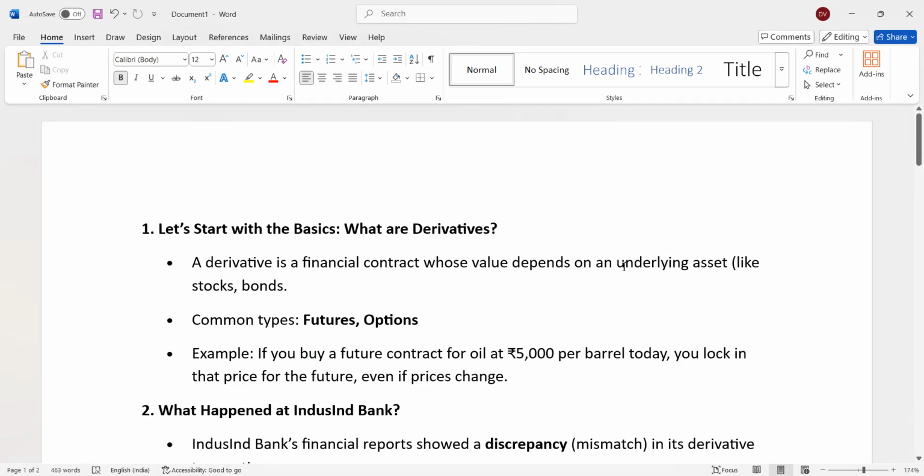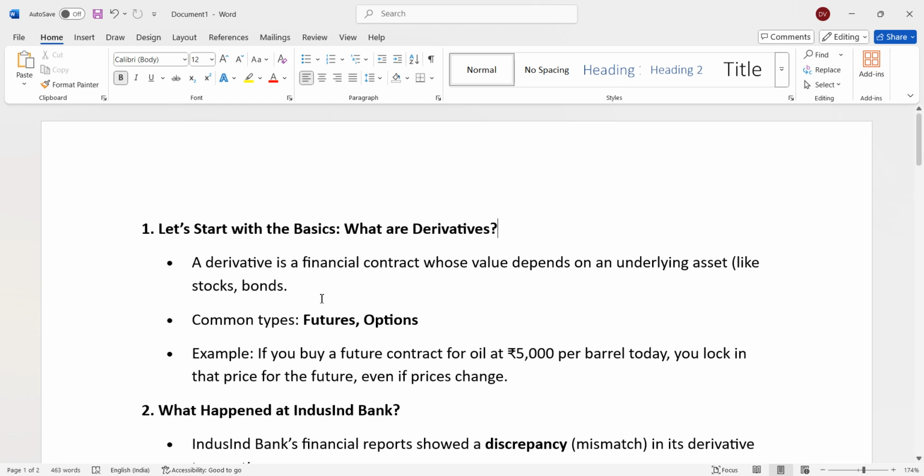Now let's start with the basics. What are derivatives? Actually, all the analysts say that there is a derivative discrepancy in the bank's financials. What is a derivative discrepancy? Before telling you about the discrepancy, I would like to tell you what derivatives are. A derivative is a financial contract whose value depends on an underlying asset.